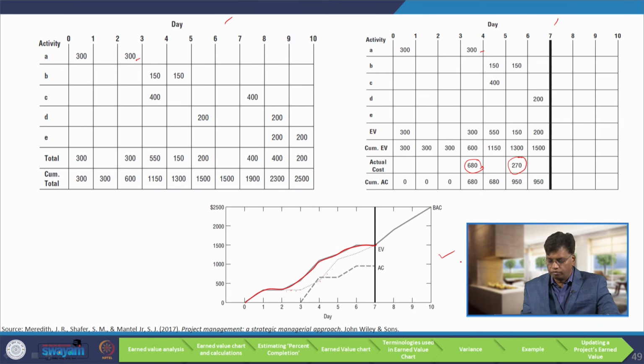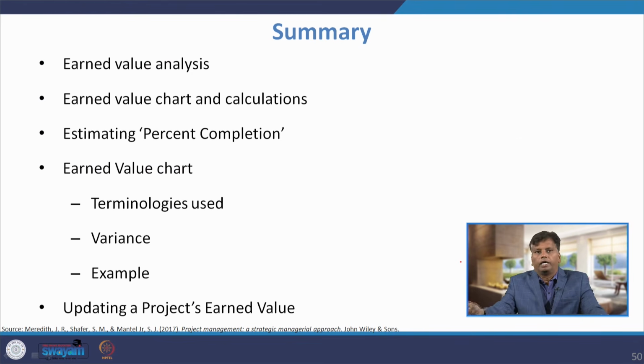By using this graph, we can do further analysis: cost variance, schedule variance, cost performance index, schedule performance index, and so on. So, in this lecture, I discussed earned value analysis, the earned value chart and calculation. I also explained different methods for measuring the work completed, which is called percent completion. Then I explained various terminologies and various variances. Then with the help of an example, I explained how to construct the earned value chart. Thank you.